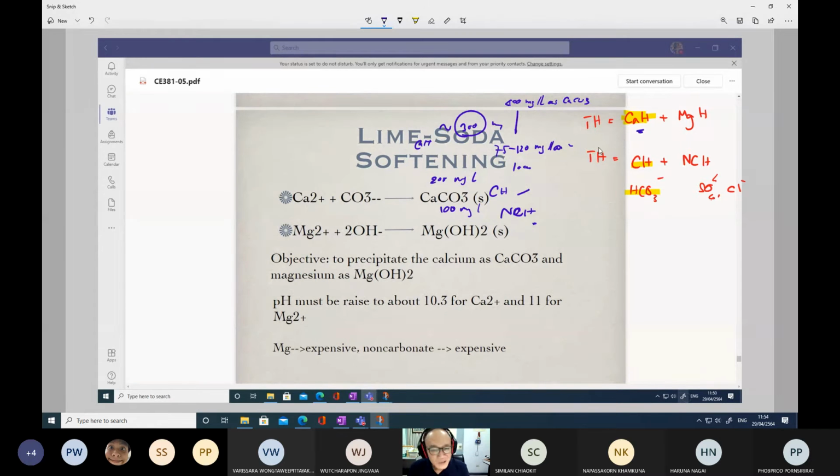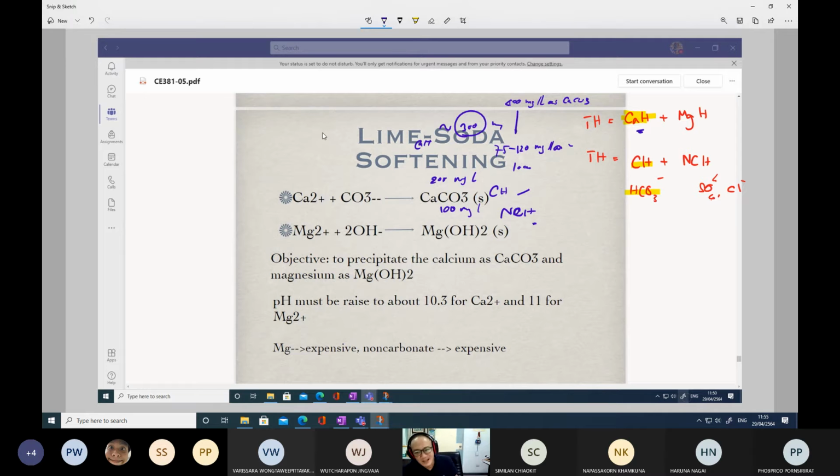So we would rank it like this: we first remove the calcium hardness, and we also remove the carbonate hardness first in terms of the negative charge. And if it meets the requirement, we will not go for the magnesium hardness or the non-carbonate hardness. Why? The reactions will tell you the reasons, because we are not going to remove 100%.